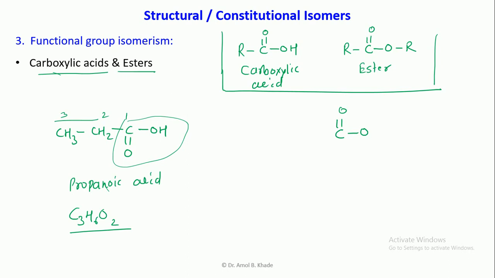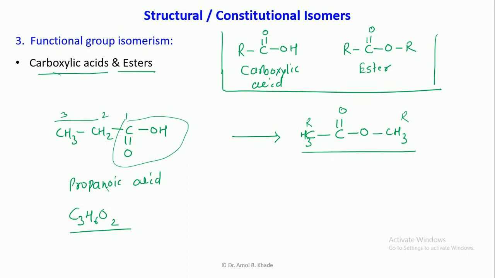There are 2 carbons remaining and the hydrogens. So I can attach one CH3 here. Now I am left with one more carbon. Since 2 carbons are already accommodated, I can attach one CH3 here. Now you can see this is R, this is R, then C=O, and again this will become R. So we have written the functional group isomer for the propanoic acid.